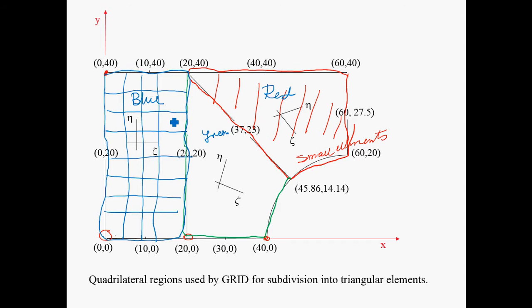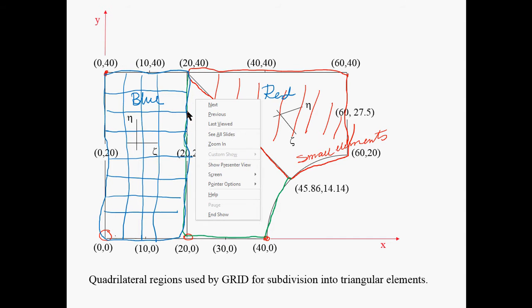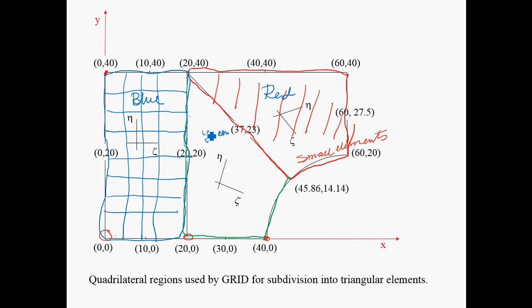That was the blue. Now what about the green? I am going to specify that I would like to have triangular elements on the green region. Now I have thrown a monkey wrench into this, because you're going to have to figure out how you transition from this to this.